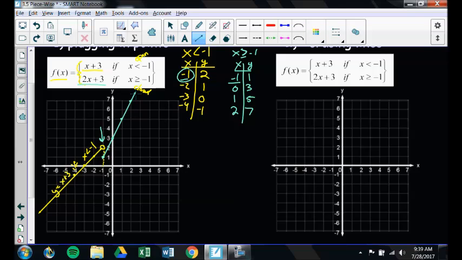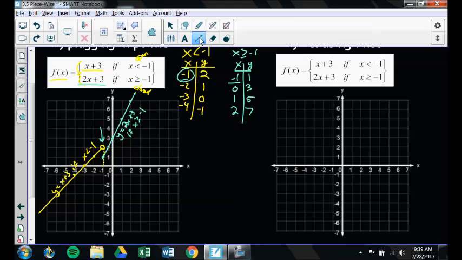That is my piecewise function. It's got two pieces. One of them is y equals x plus 3 if x is less than negative 1. The other is y equals 2x plus 3 if x is greater than or equal to negative 1. I just graphed it by plugging in points and checking out where the graphs are going with those points.